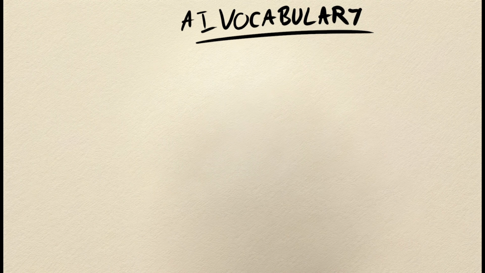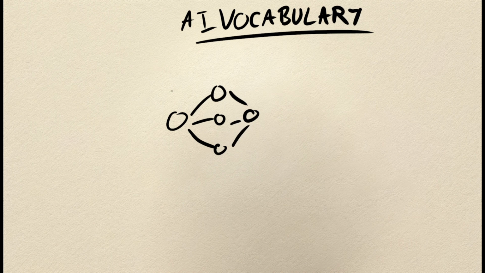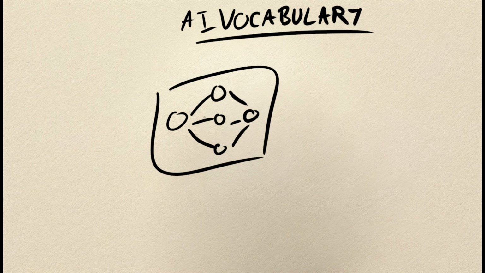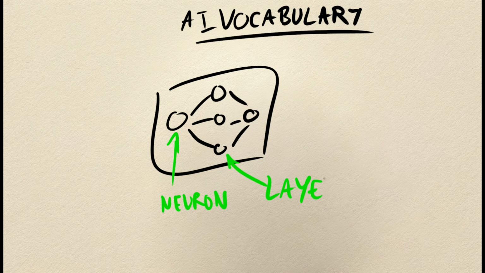For example, do you need to know about neurons and layers? Let's talk about a neural network here. I'm going to draw a very simple one just to show you. This is a neural network. That is a neuron. And this is a layer. So this is the basic vocabulary you need to know.